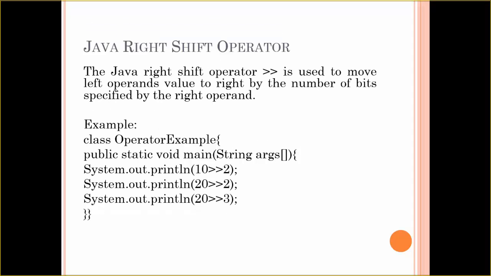So the operation is same like the left shift operator. All you need to know is in left shift we are moving the bits from the left to the right. In right shift we will be moving the bits from right to the left. You need to convert the integer to decimal, then you need to shift the bits. Let's see by an example. Okay, so 10 with the bit position 2, 20 with position 2, 20 with position 3.